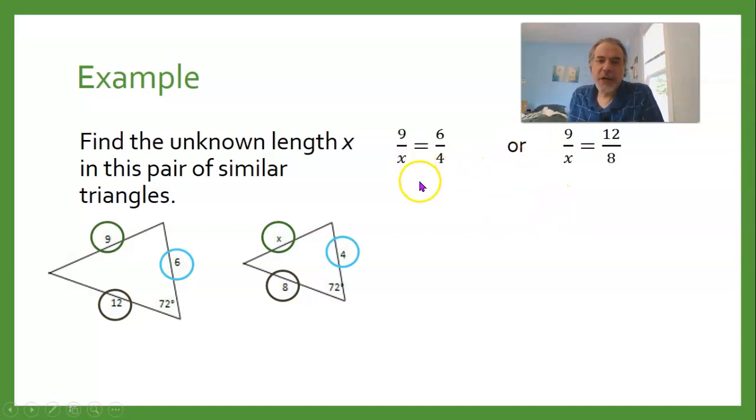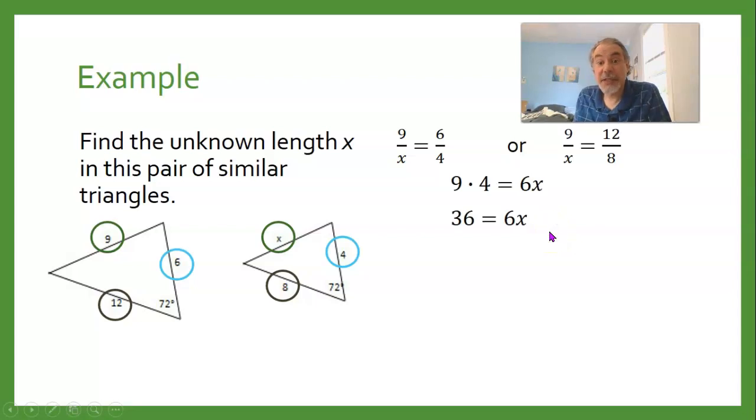Let's do the first one. 9 over x equals 6 over 4. How do we solve that? Well, multiplying across gives us 9 times 4 equals 6 times x. And then 9 times 4 would be 36, so 36 equals 6x. Then divide both sides by 6, and we get x equals 6. So that would be the answer. That's the number that goes here.